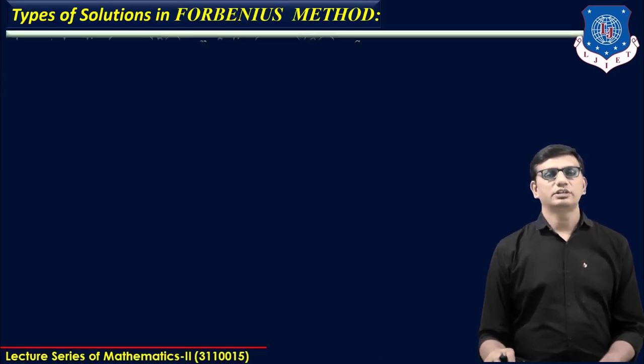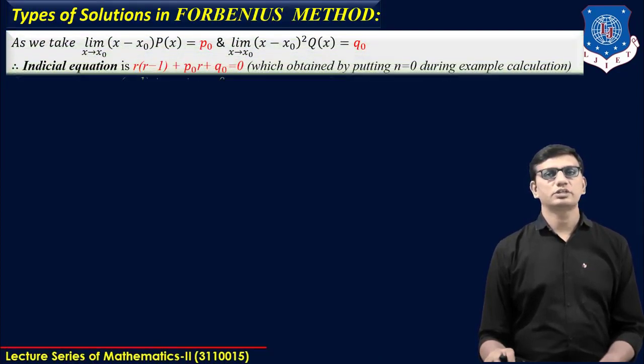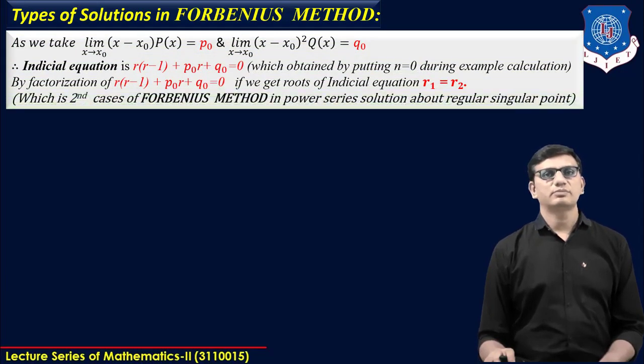As we know, x0 is a regular singular point, therefore limit x tends to x0 of (x - x0)p(x) and limit x tends to x0 of (x - x0)^2 q(x) both exist. Limit of (x - x0)p(x) equals p0 and limit of (x - x0)^2 q(x) equals q0. Now using p0 and q0, we can also find the initial equation r(r - 1) + p0 r + q0 = 0, which is also obtained by putting the minimum value of n during the calculation of an example. By factorizing the initial equation, we get the initial roots r1 and r2.